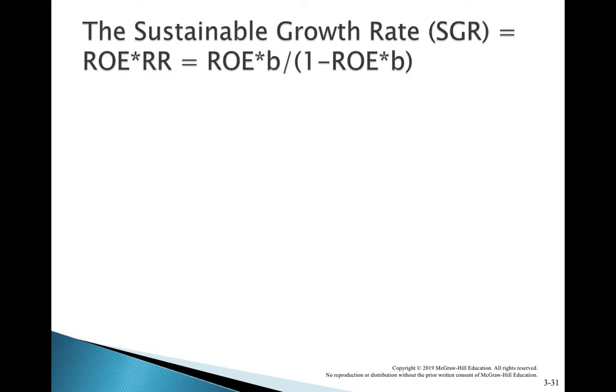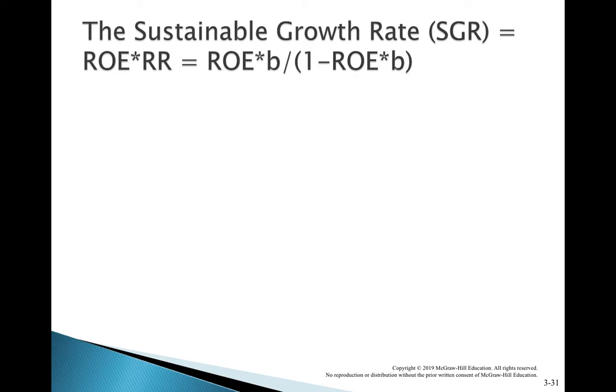Instead of ROA, you just make it ROE. Rest all the same. There we used the formula ROA multiplied by B divided by 1 minus ROA multiplied by B. Here we have used ROE multiplied by B divided by 1 minus ROE multiplied by B. There return on asset used, here return on equity used.